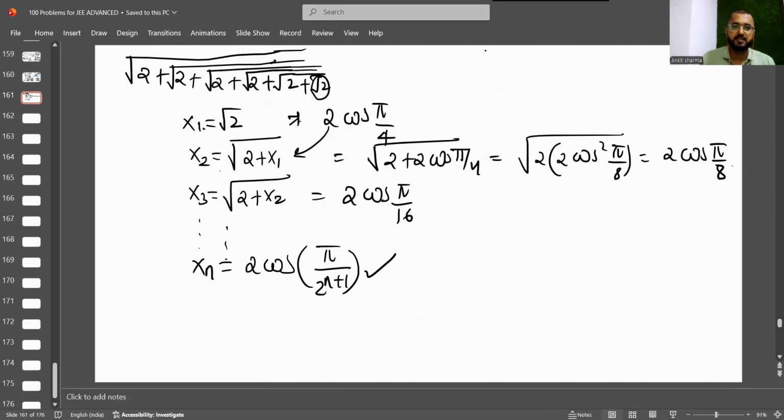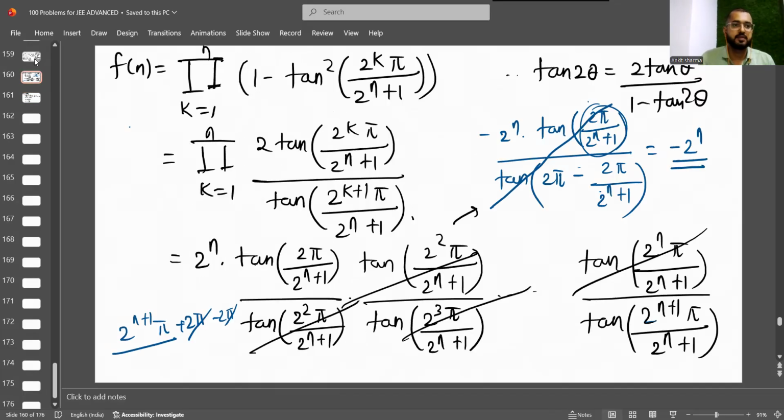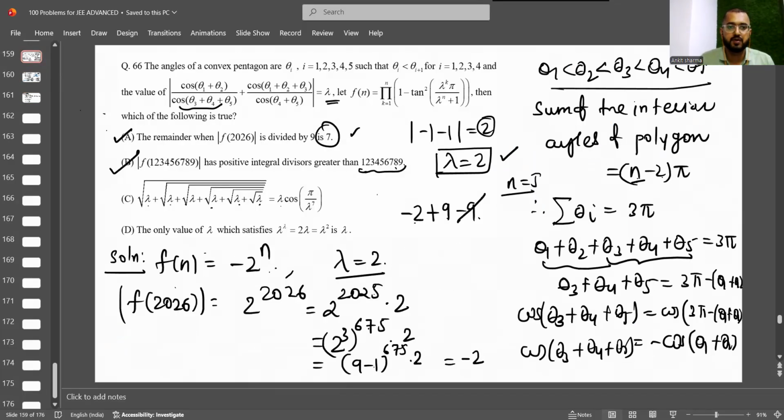So here we have this thing. That means we need to count how many 2's I have written. So 1, 2, 3, 4, 5, 6. So for x6, I'll be having 2 times cos of pi by 2 to the power 7. So is this correct here? 2 cos pi by 2 to the power 7. So yes, that is also correct.